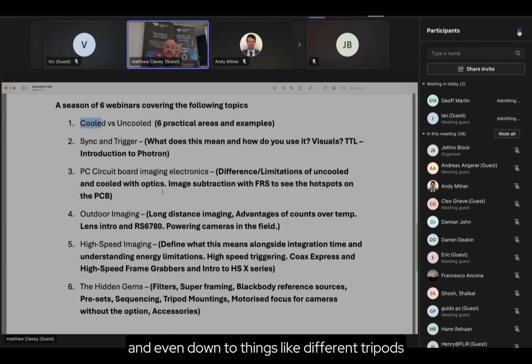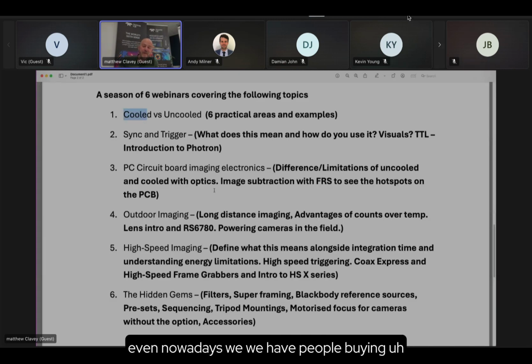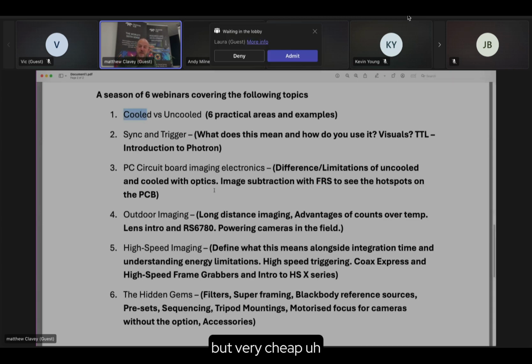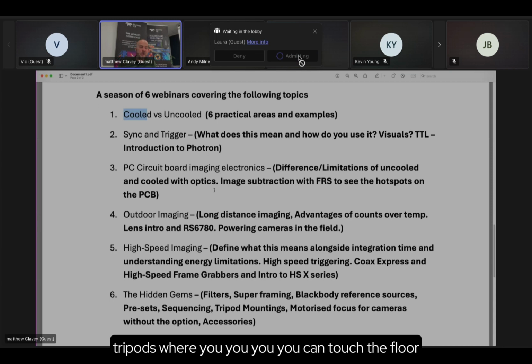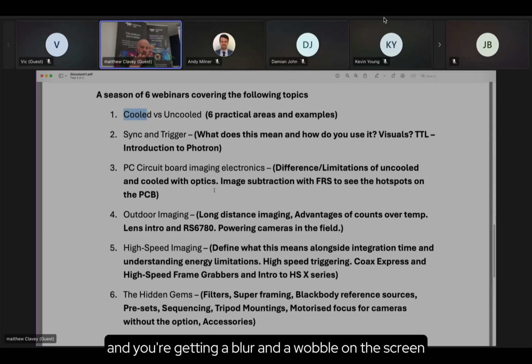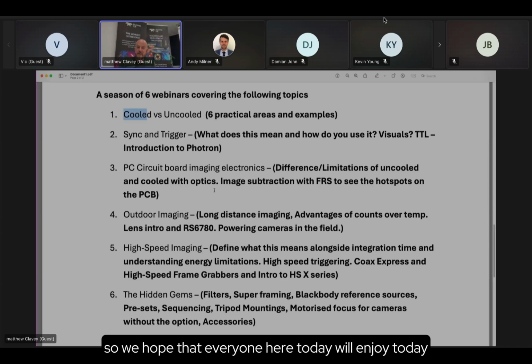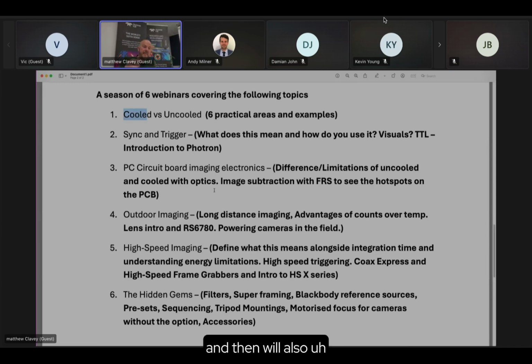And even down to things like different tripods. Unfortunately, even nowadays, we have people buying very expensive cameras, but very cheap tripods where you can touch the floor, the tripod wobbles, and you're getting a blur and a wobble on the screen. So we're going to talk about heavy duty tripods and mounts, really to get the most out of it. And that's going to be 6 webinars, and we think it's going to be great fun. So we hope that everyone here today will enjoy today, and then will also join us for the next 5.